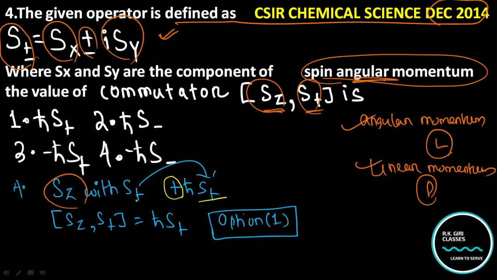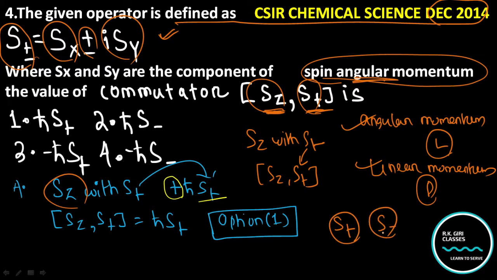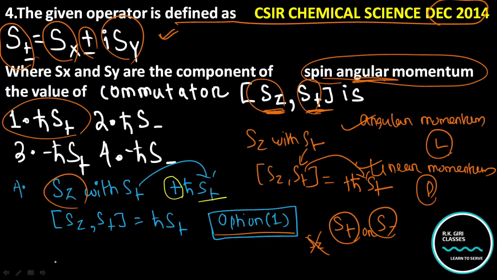So SZ with S plus means you have only one S. One S means I am focusing on this or this, one S. SZ is a different case. So I am focusing on one S there, that means plus h cut. Why am I telling one S? I will come to that in the next slide. I am telling you plus h cut, and just copy paste S plus. What is your answer? Plus h cut S plus, that is option 1.